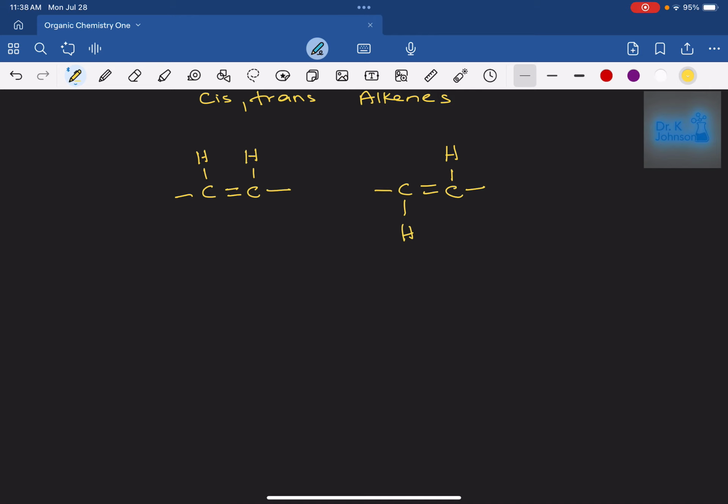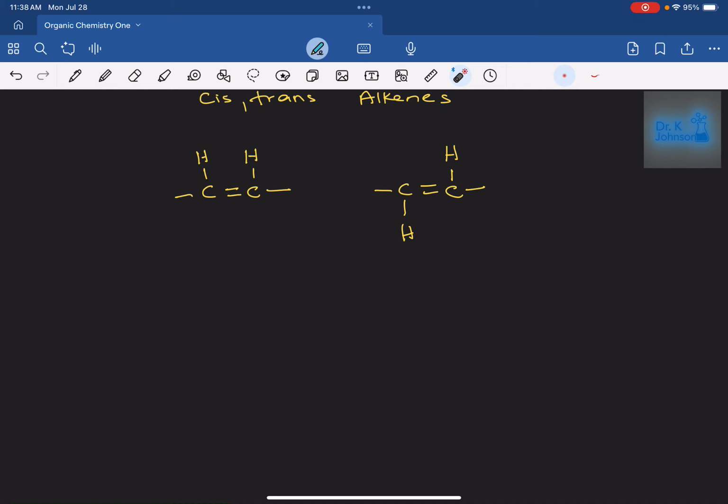Trans, remember, only one hydrogen on each carbon. They must be on opposite sides. So here are my hydrogens. They're on opposite sides of the carbon-carbon double bond. One is above the carbon-carbon double bond, one is below the carbon-carbon double bond. So in order for you to use cis or trans, you need to have one hydrogen only on each one of the carbons of the double bond only. Notice I didn't show anything else here, just the carbon-carbon double bond.